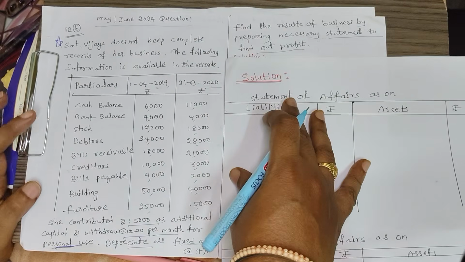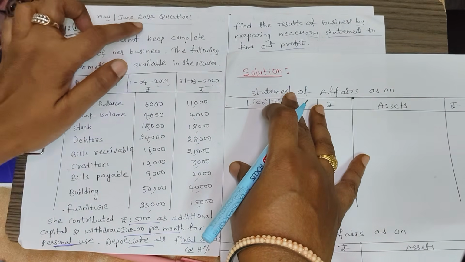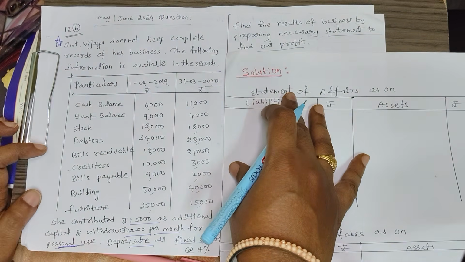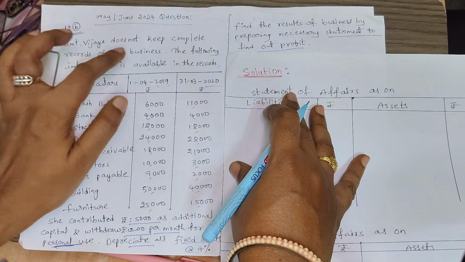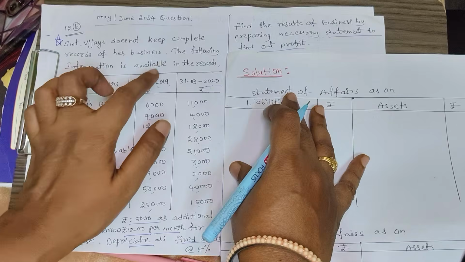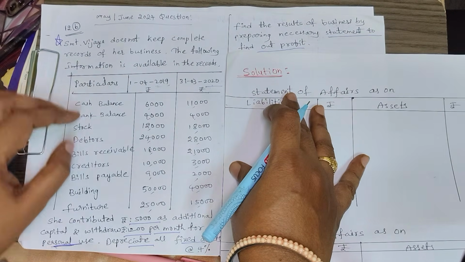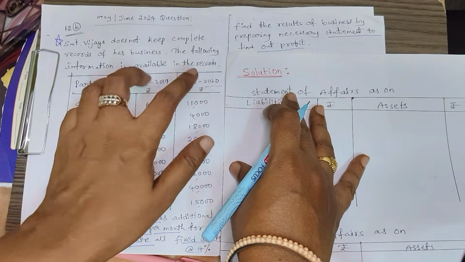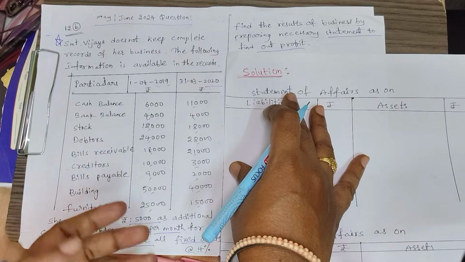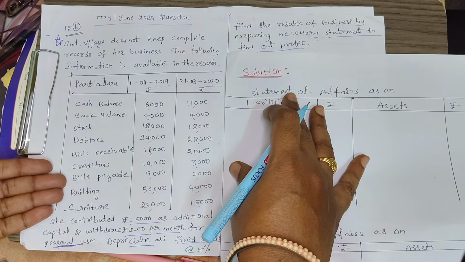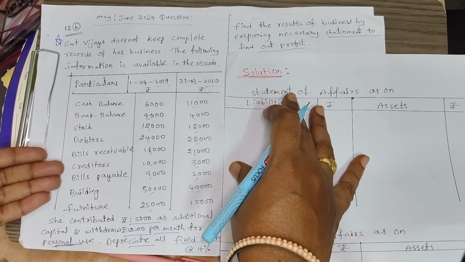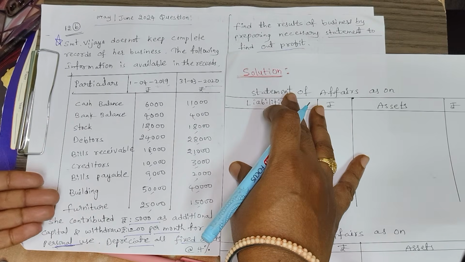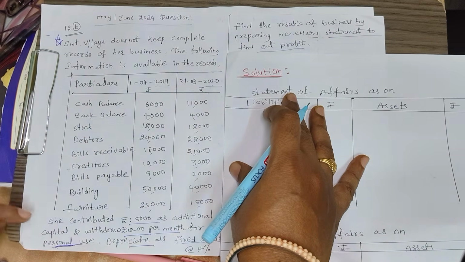So this is the question. It is from the 2024 question paper. Srimati Vijaya does not keep complete records of her business. The following information is available in the records. Here the particulars for 2019 and 2020 are given. In these details we have assets and liabilities: cash balance, bank balance, stock, debtors, bills receivable, creditors, bills payable, building, furniture.